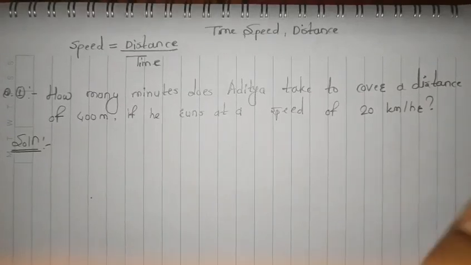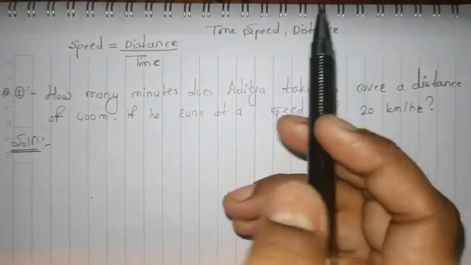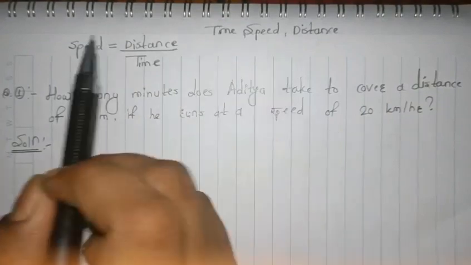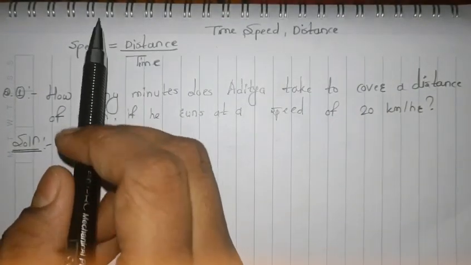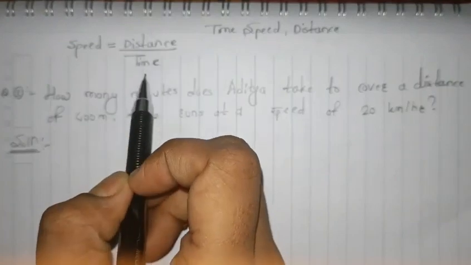I will be covering time, speed, distance, important questions. Time, speed, distance is an important topic, and one basic formula that I want you all to remember is that speed is equal to distance upon time, right?